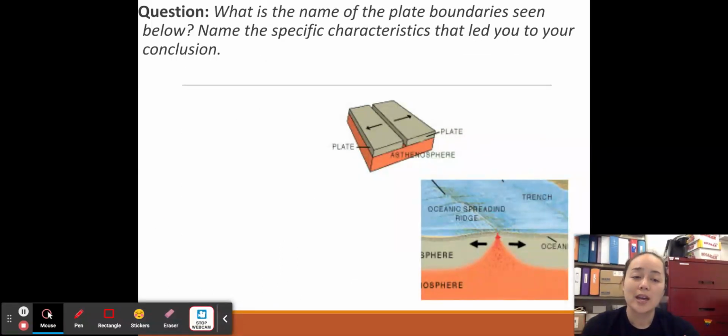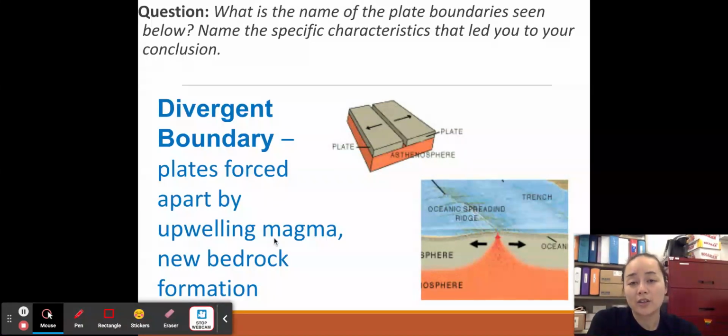In this section, we're going to go a little bit more in depth into the different types of plate boundaries and why they're different. The first, which you saw on page 5, is the divergent boundary. Divergent means to move apart. In divergent boundaries, the plates are forced apart by upwelling magma, and you get new bedrock formation. A lot of times, if it's under the ocean, you get what's called oceanic spreading. You'll have the newest rock right at the boundary, and as you move away from the boundary towards the edges, that will be the oldest rock.